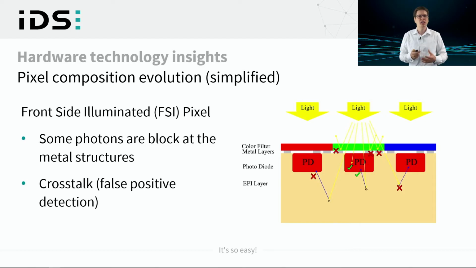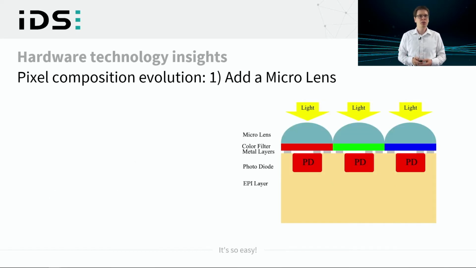Now, what can be done to lower the blocking effect and reduce the crosstalk? There is a simple improvement to focus the light to the photodiode. A microlens for each pixel above the color filter array. This is a well-known technique today. Some sensors also have a double microlens to even better guide the light around the transistors and logic elements of the metal layer of a front-side illuminated sensor.